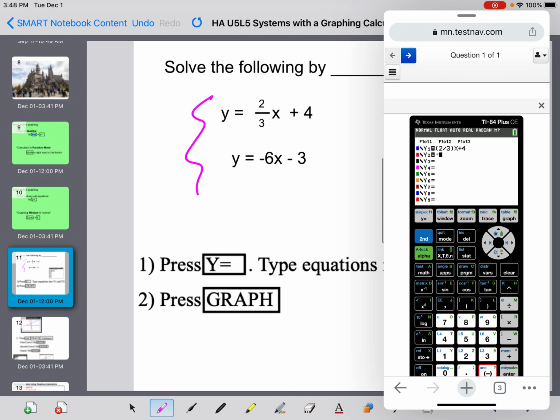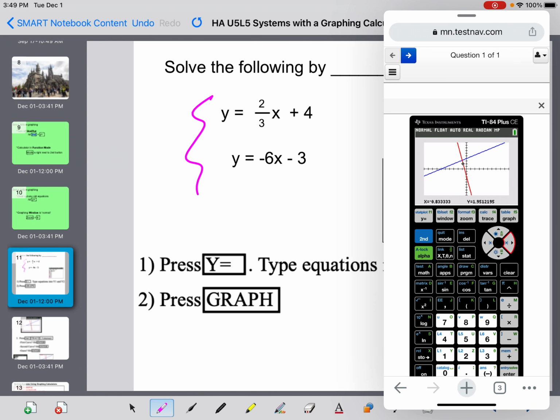So we have -6x, and then I'll actually use the minus button, -3. And then we can go ahead and press graph, and we'll see that our lines match up and intersect right there. You can have a little cursor here using the directional pad.